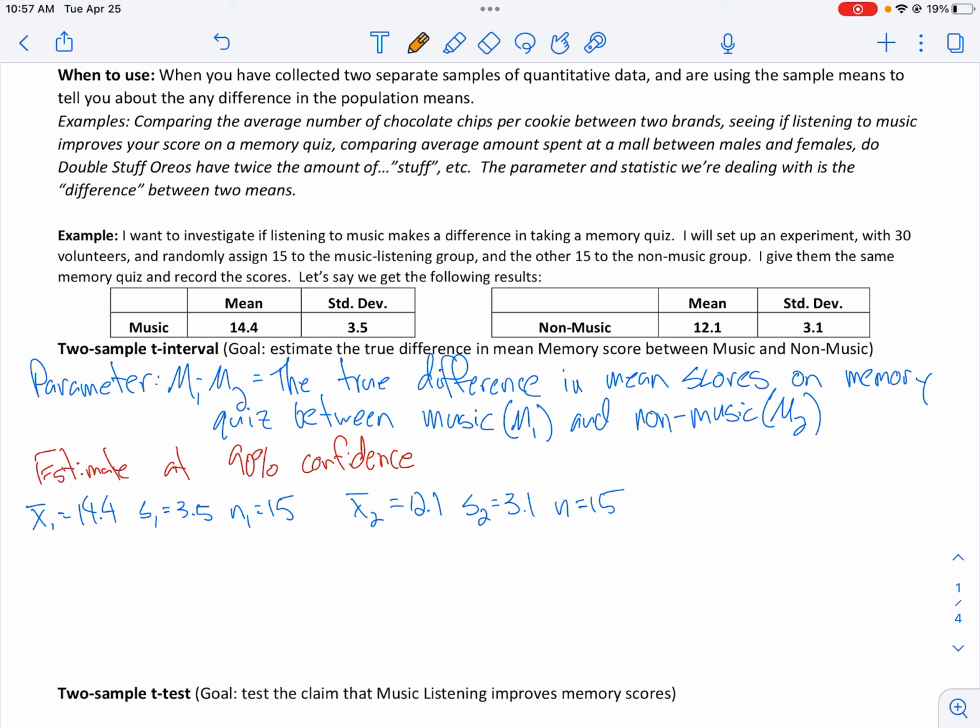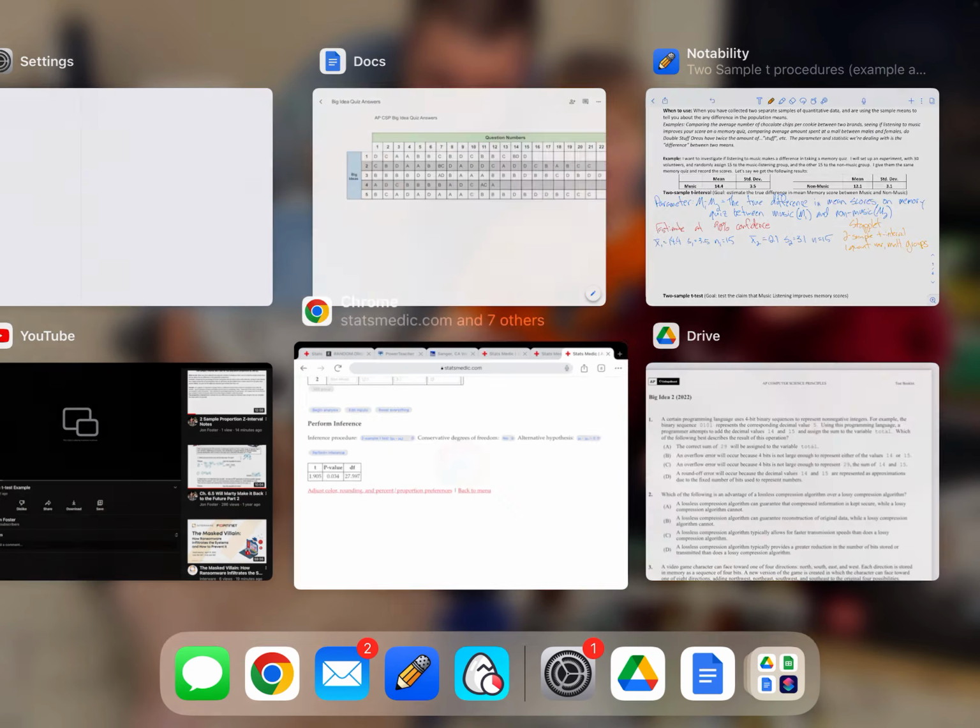You would have raw data that you put in, and you go to Statlet and calculate all of this. We did that for you, but we're still going to go to Statlet, and what we're looking for is a two sample t-interval. We find that under one quantitative variable but multiple groups. All right, so let's jump over there.